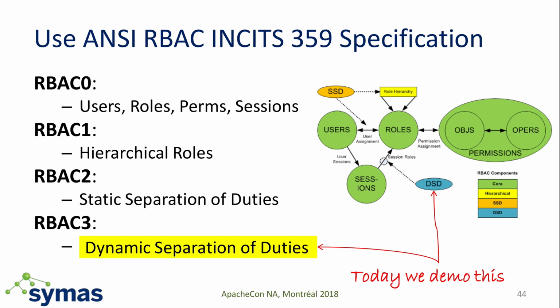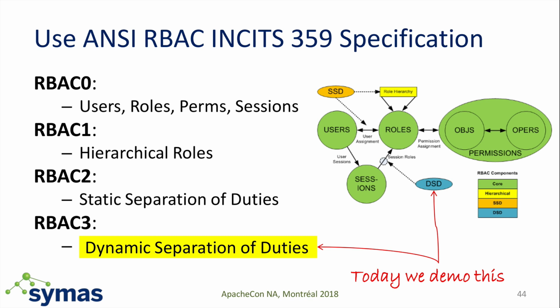Check writer, check approver. You don't ever want somebody to have both those roles at the same time for whatever reason. So you can prevent that in the policy decision point at administration time using RBAC 2. And RBAC 3 is dynamic separation of duties, and that's mutual exclusion constraints between activated roles.